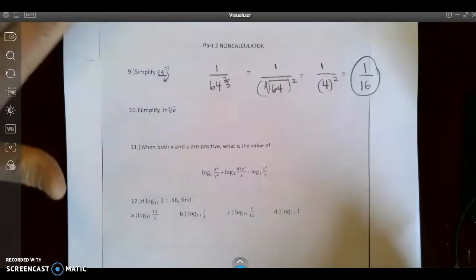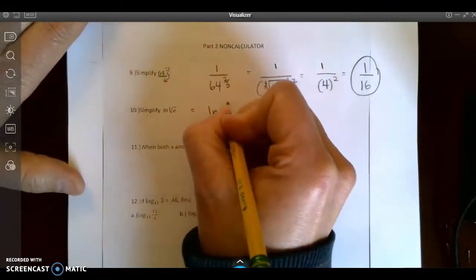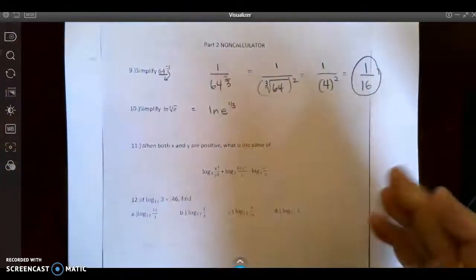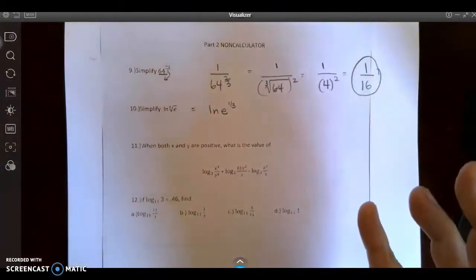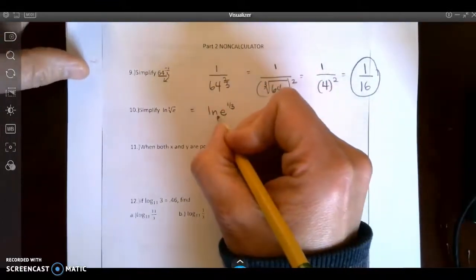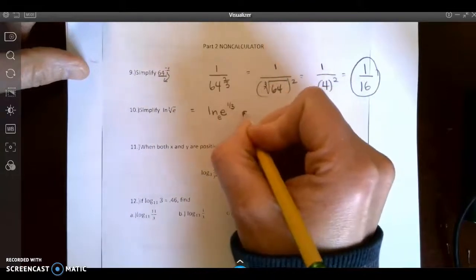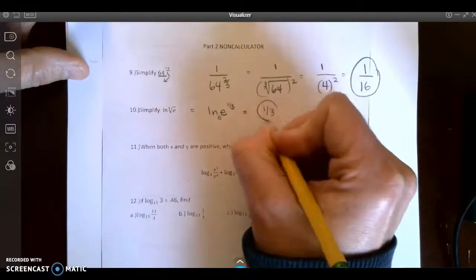Simplify the natural log of the cube root of e. I'm going to rewrite that as the natural log of e to the 1/3. Usually, if it's in one form and you change it to its other form, you can usually solve it. And because this is a base of e, to what power is e to get e to the 1/3? It's simply 1/3.